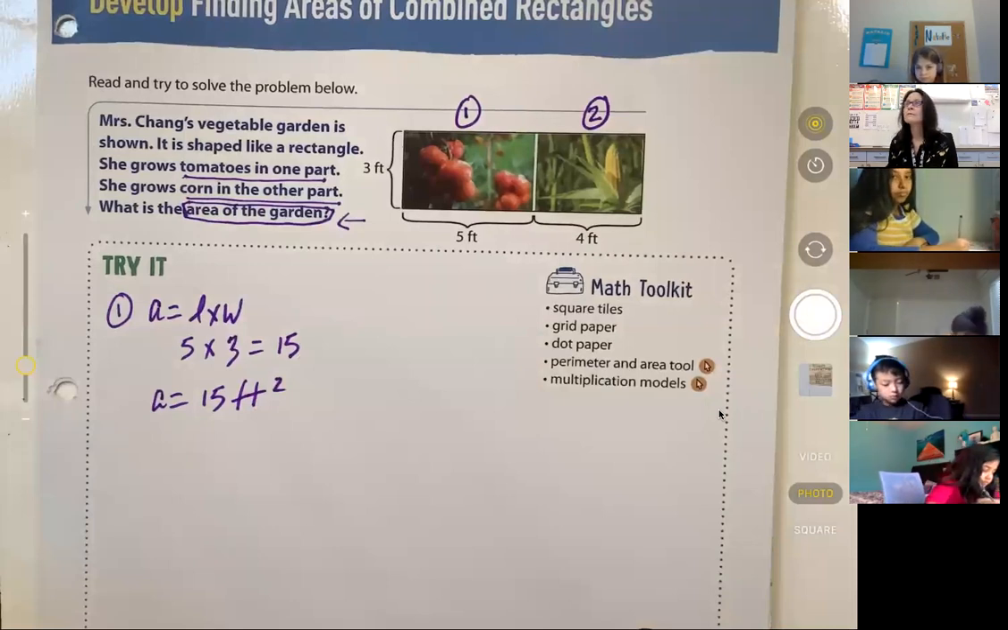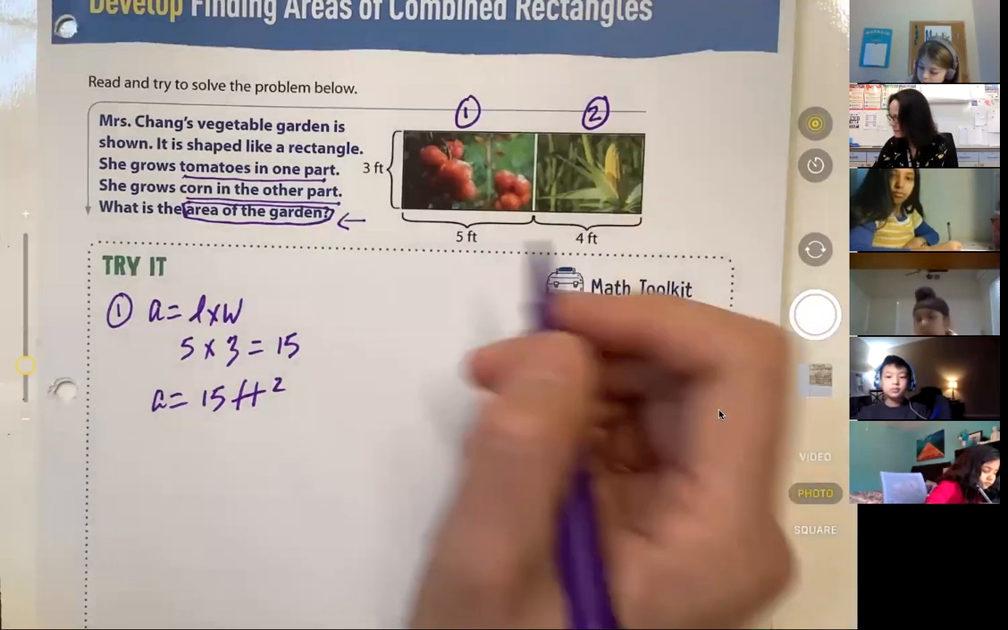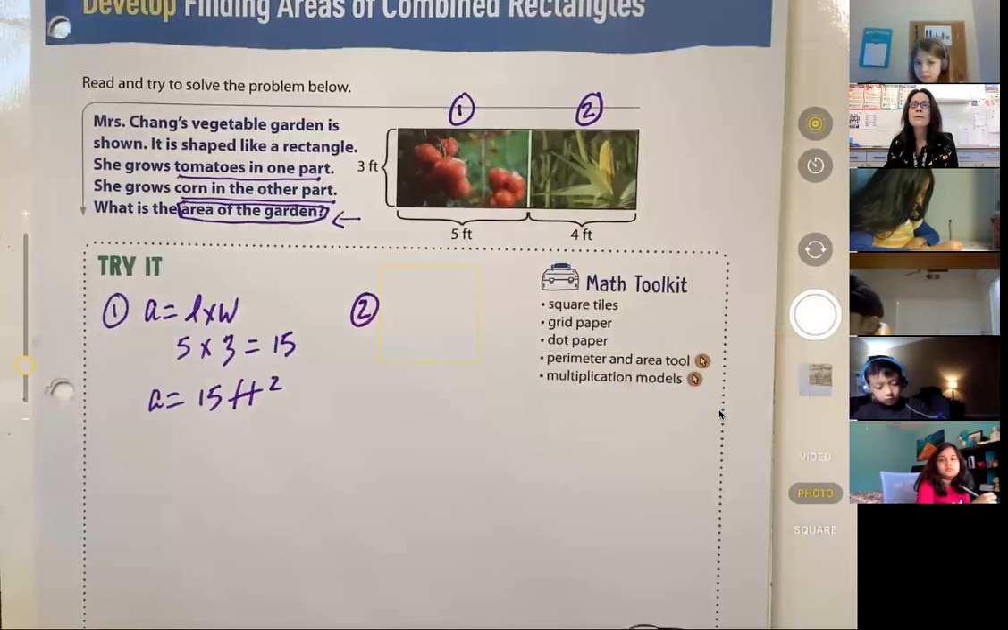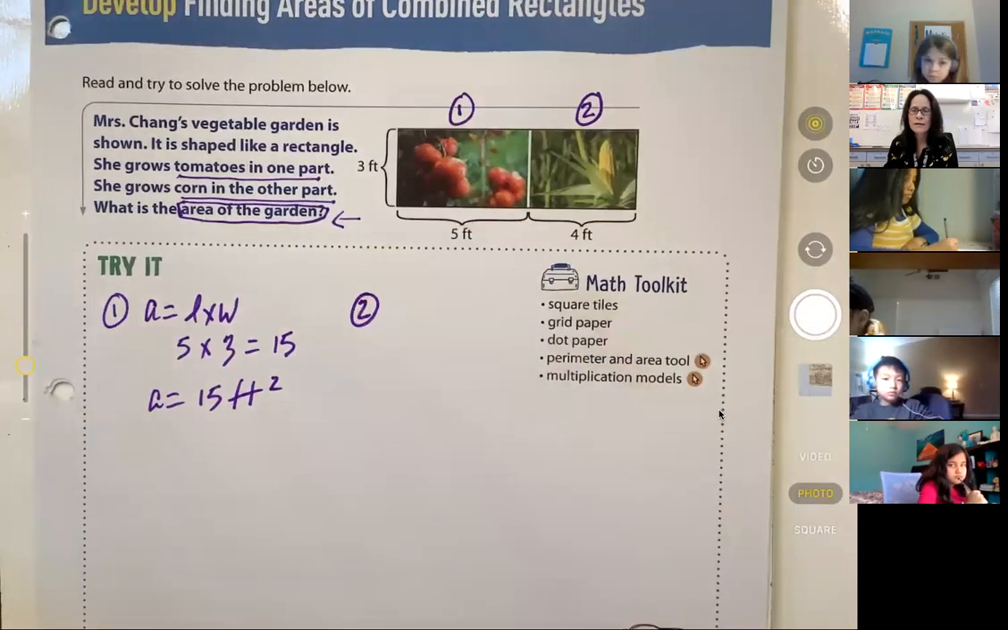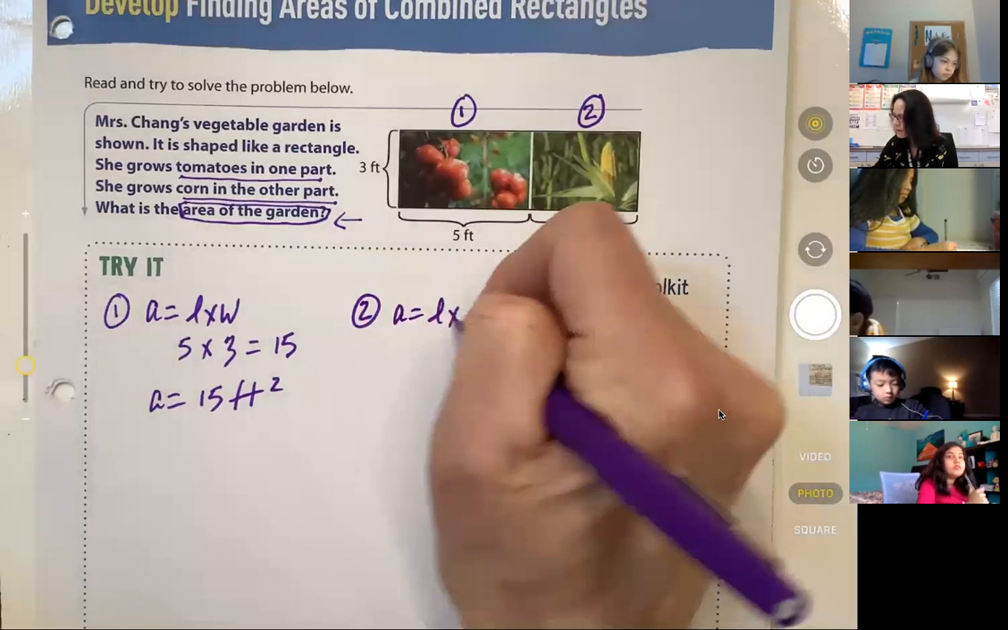So that's number 1. I'm not done, of course. Now I need to go up to number 2, which is corn. Ooh, I love corn. Can't forget about the corn. Here we go. And what do we do? Do we start again? We absolutely do. We step it through, friends. We never shortcut. We do the work. Area equals length times the width.